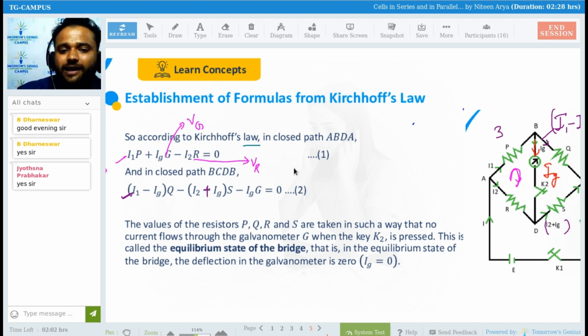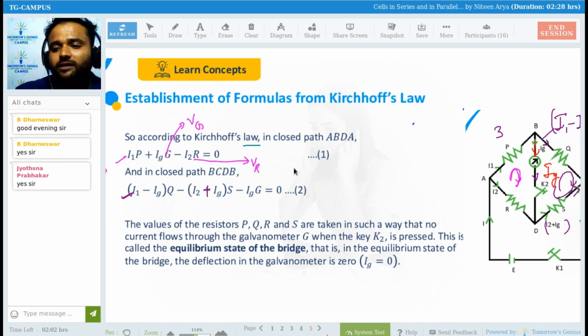And then again, I minus I1 minus Ig. Why so? Because I am taking this loop in this way, so the current direction and my loop direction are going to be in the same direction. But for this and for this, current is flowing in this direction here and in this direction, D to C, opposite to the loop direction.